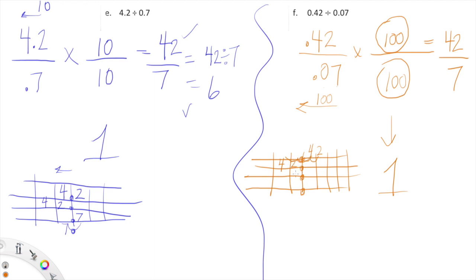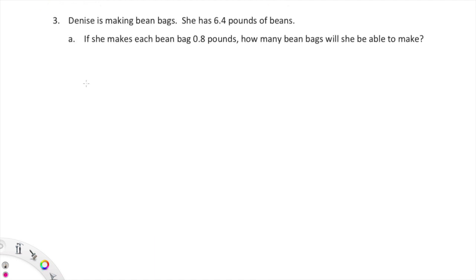42, awesome. 7 hundredths times 100. We're going to hop, hop, 2 to the left. And then the 7, hop, hop, 2 to the left is 7. 42 divided by 7, still 6.